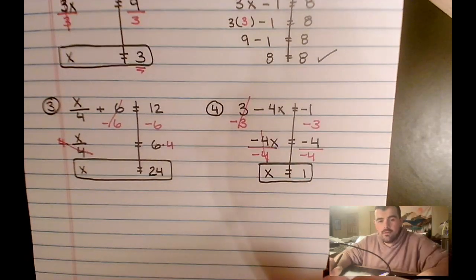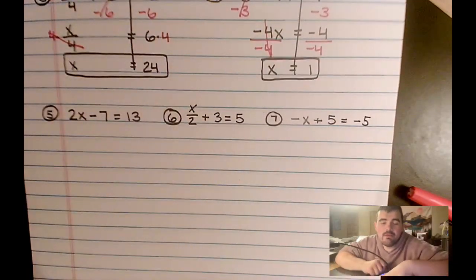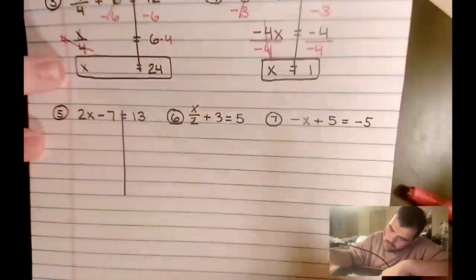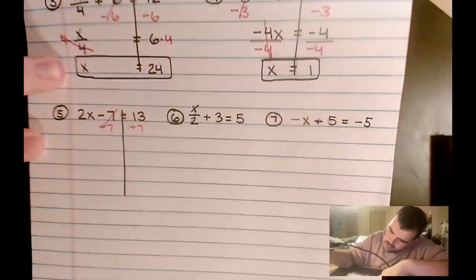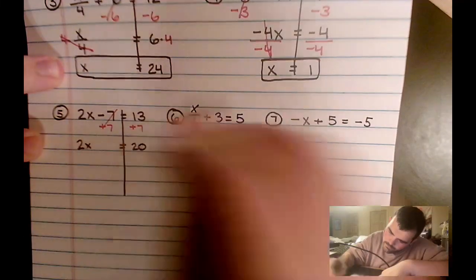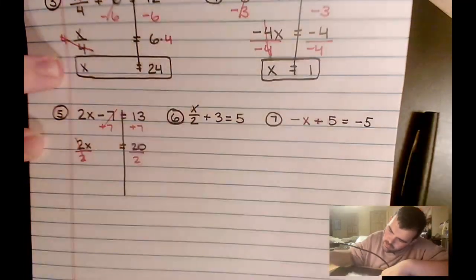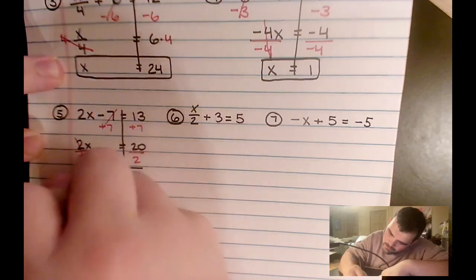All right. I would like for you to try 5, 6, and 7. Solve all 3 of those equations, and then we'll go over them together. Okay, so for number 5, I'm going to add 7 to both sides first to get 2x equals 20. Then divide both sides by 2. And that is going to give me x equals 10.